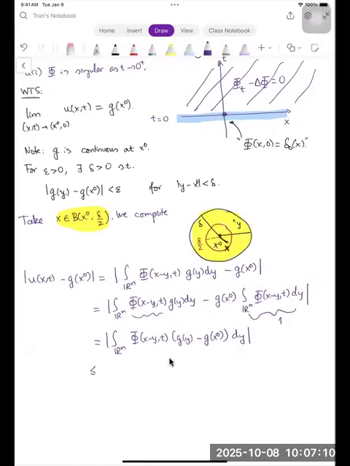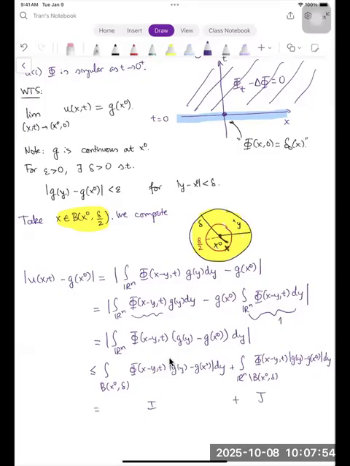I'm going to put the absolute value inside, and then I break it into two pieces. The ball at center x naught, radius delta: phi of x minus y, t, g of y minus g of x naught dy. And then the other piece is where we are outside of this small ball: phi of x minus y, t, g of y minus g of x naught dy. As usual, I'm going to call this one I plus J. So the first term is I, the second term is J.